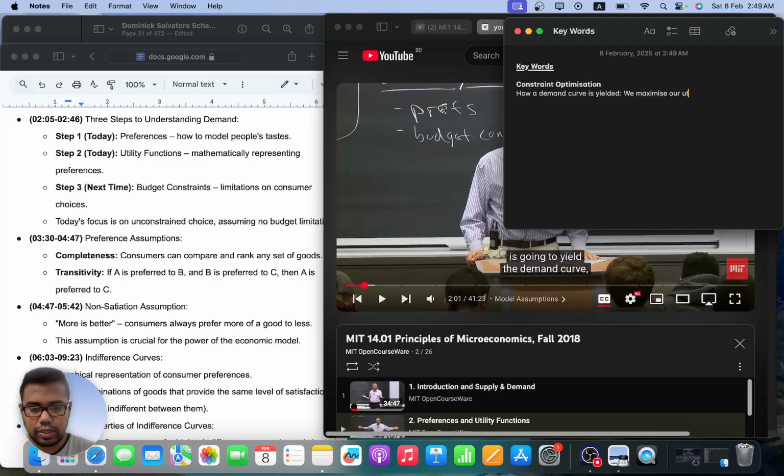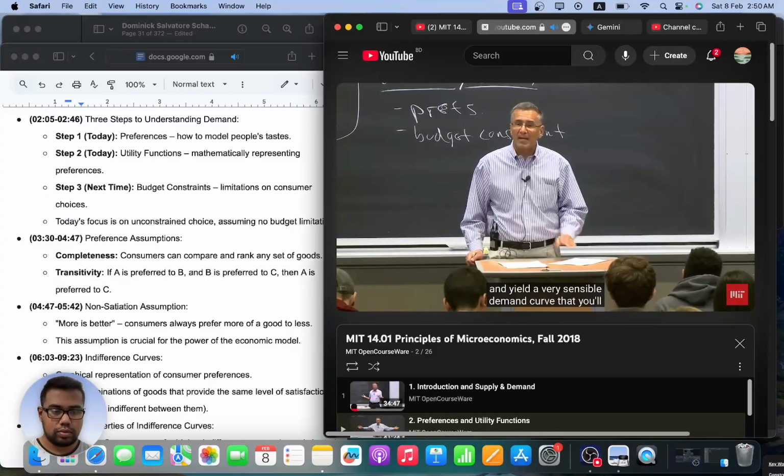We maximize our utility and preferences, given our budget constraint. We maximize our preferences given our budget constraint, and through the magic of economics we get a demand curve. A very sensible demand curve that you'll understand intuitively.